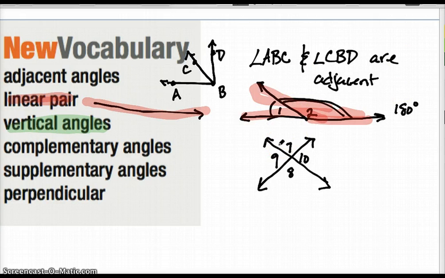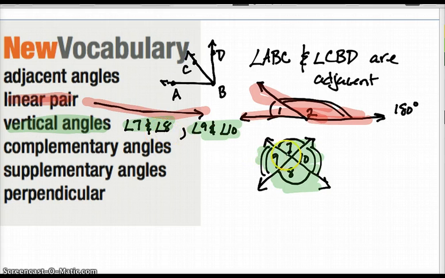But vertical angles are opposite one another. There are two opposite angles that are formed when two lines intersect. They are not adjacent, however, right? They do not share a side. They're opposite one another. And the cool thing about vertical angles is that they are always equal. They're always congruent. So whatever measure 7 has, 8 has, and whatever measure 9 has, 10 has. I'll also highlight this in green here, so you know that this represents vertical angles. So angles 7 and 8 and angles 9 and 10 are pairs of vertical angles.